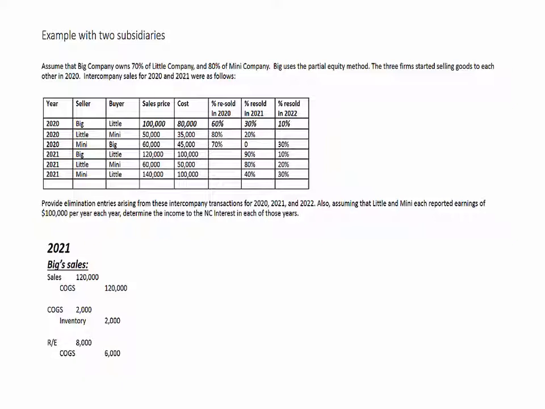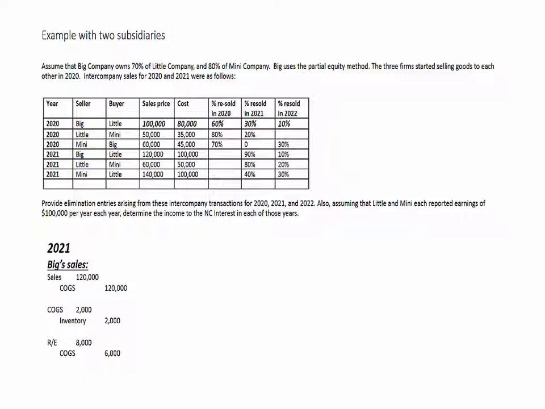Now, Big's sales of that $8,000 that was deferred, look at the pattern of merchandise being resold in that first line of the 2020 table. Of the 40% that was unsold at the end of 2020, 30%, or 3/4, was resold in 2021. The other 10%, or 1/4, was resold in 2022. So of that $8,000, 3/4 or $6,000 has now been realized.